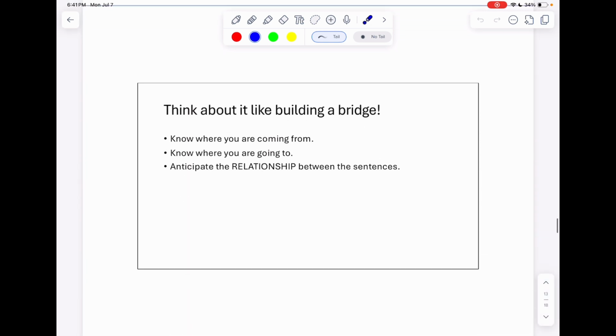So think about it like building a bridge. Know what you're coming from. Really think about what it's saying. Think about what you're going to. Anticipate the relationship between the sentences and then eliminate any answer choice that doesn't give you that. So let's take a look.